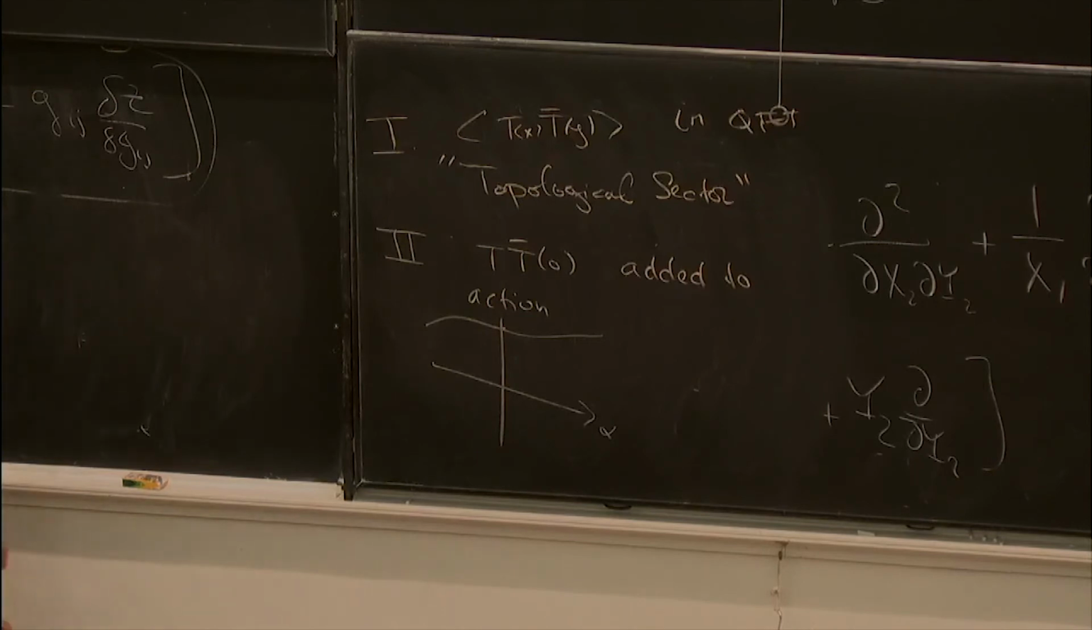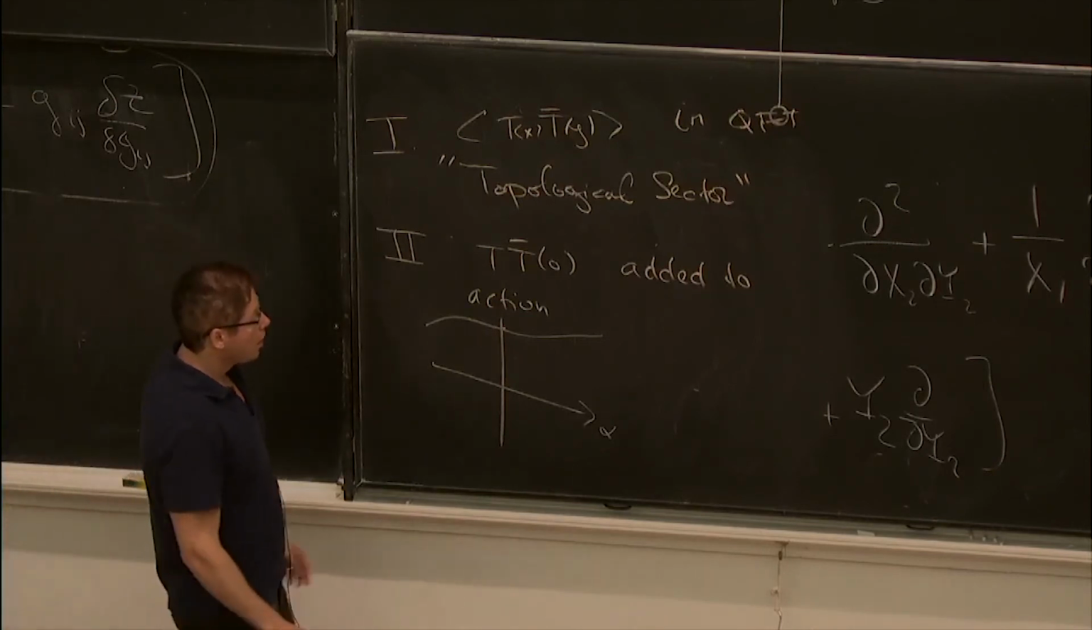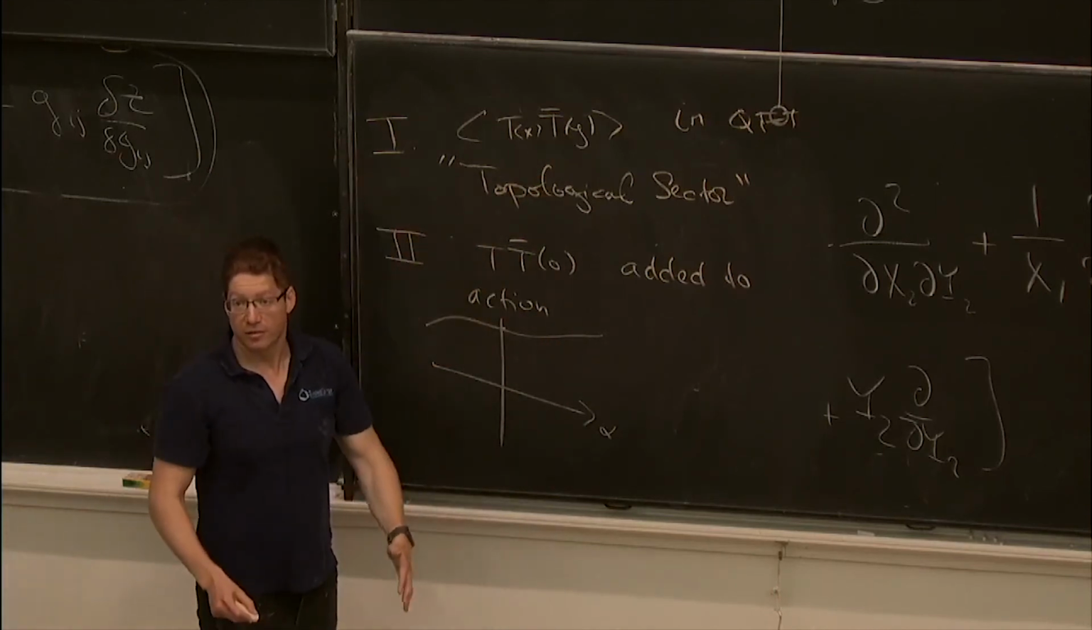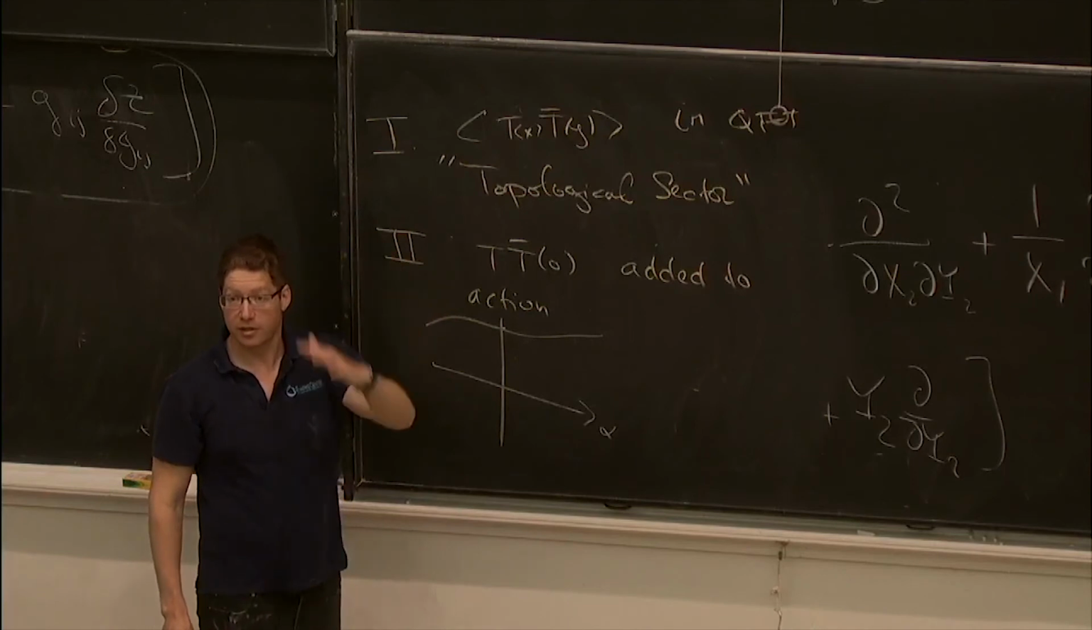Sorry, when you change alpha away from 0, if it's not a quantum field theory, then how do you know whether this T Tbar operator still exists? No, that's why I'm making this distinction. Suppose you have a QFT, an RG flow from one fixed point to another fixed point.